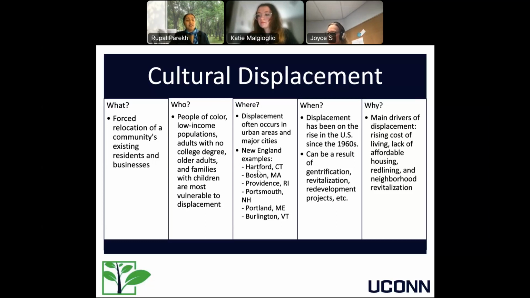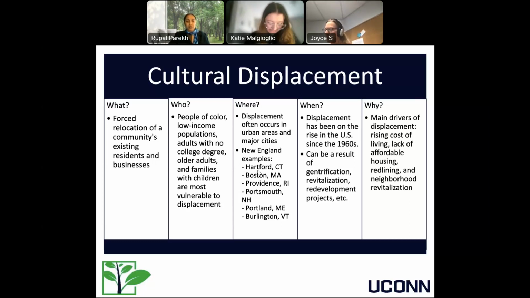The term displacement was coined in the 1960s, and it's been on the rise ever since, with lots of different examples throughout history, which we'll talk about in a little bit. Displacement frequently occurs as a result of gentrification, revitalization initiatives in communities, or redevelopment projects, but it does not have to happen. And we will later talk about strategies to mitigate displacement, which is why this is a really important conversation to have for brownfields redevelopment.